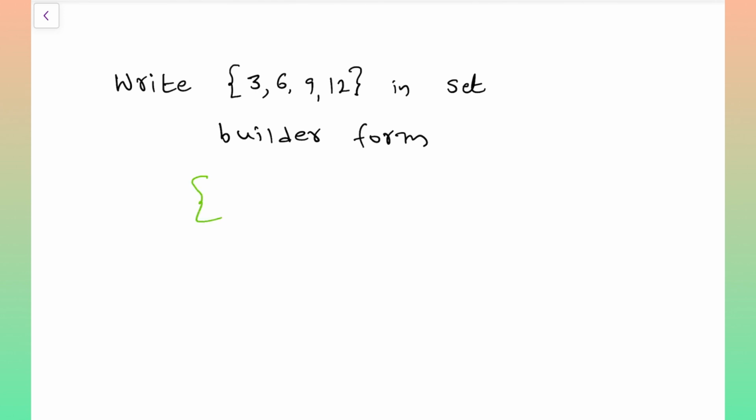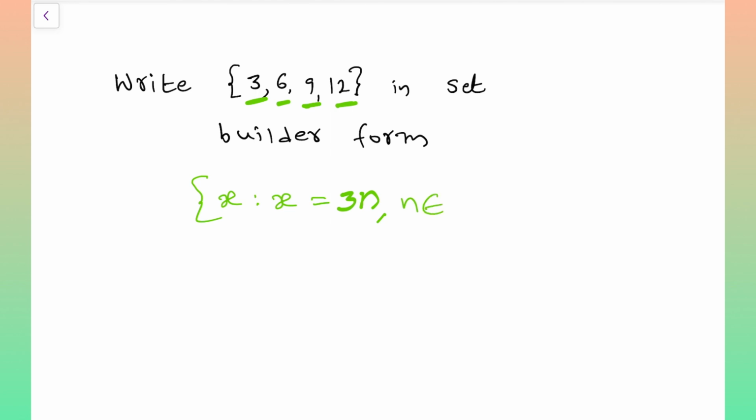Now observe this clearly. In the set builder form, this is compulsory: x such that x is equal to. Now let us observe the elements clearly: 3, 6, 9, 12. This is a small trick only. 3 1s are 3, 3 2s are 6, 3 3s are 9, 3 4s are 12. So it is the 3 table, which can be written as 3 into some alphabet, 3n.